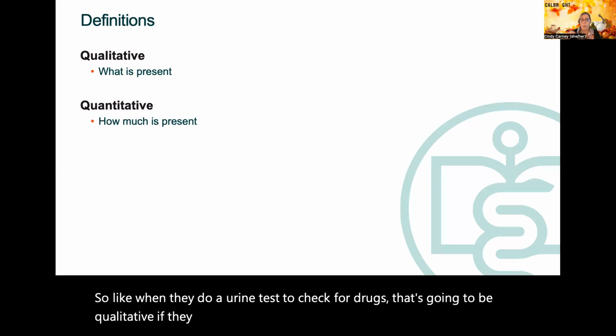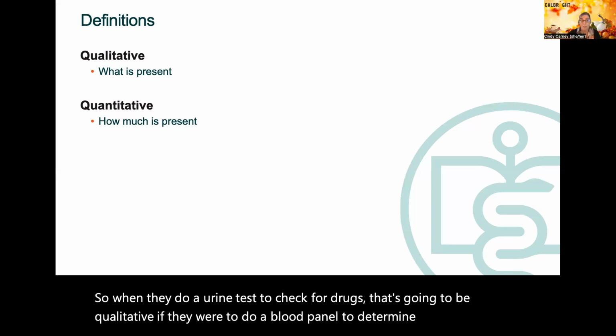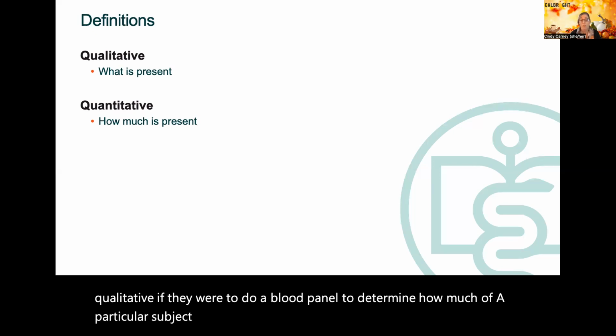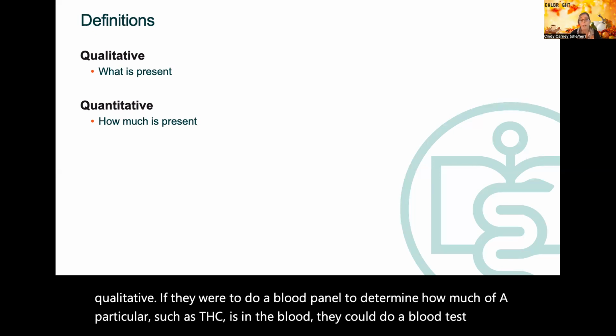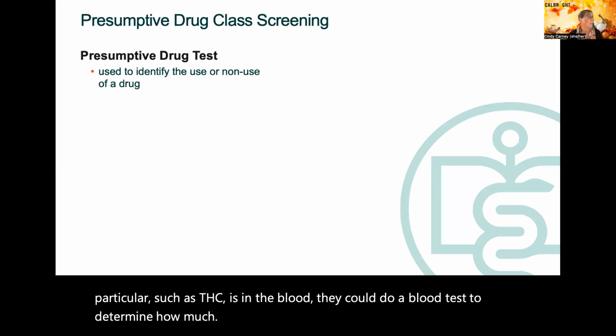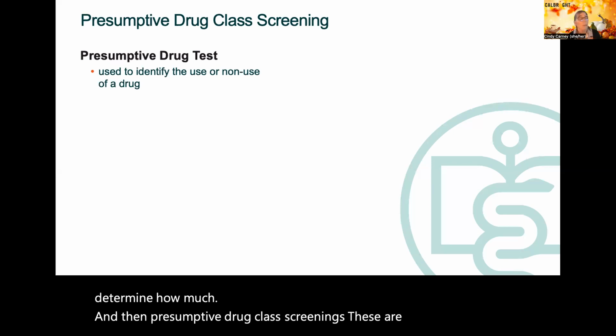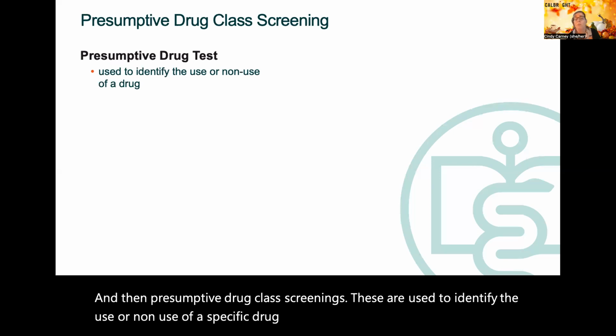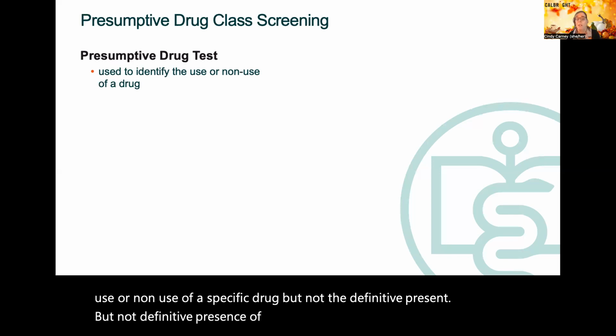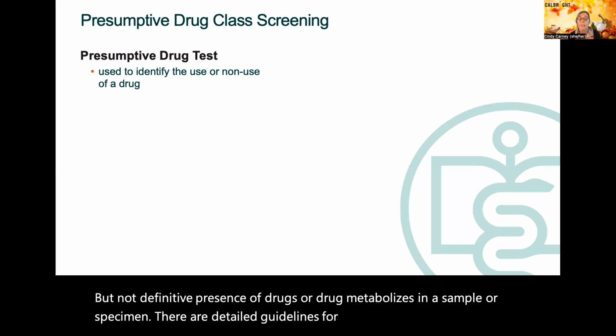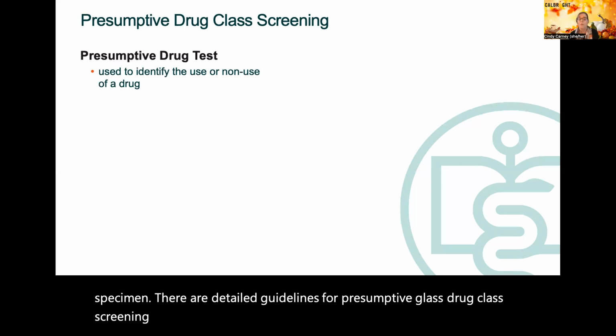If they were to do a blood panel to determine how much of a particular drug, such as THC, is in the blood, they could do a blood test to determine how much. And then presumptive drug class screening. These are used to identify the use or non-use of a specific drug, but not the definitive presence of a drug or drug metabolites in a sample or specimen. There are detailed guidelines for presumptive drug class screening and the 3 different methods for testing.